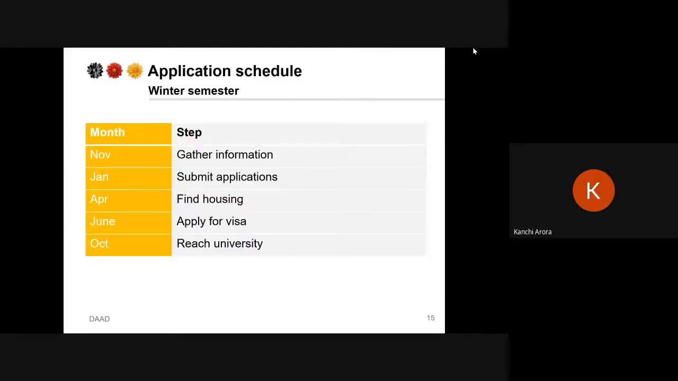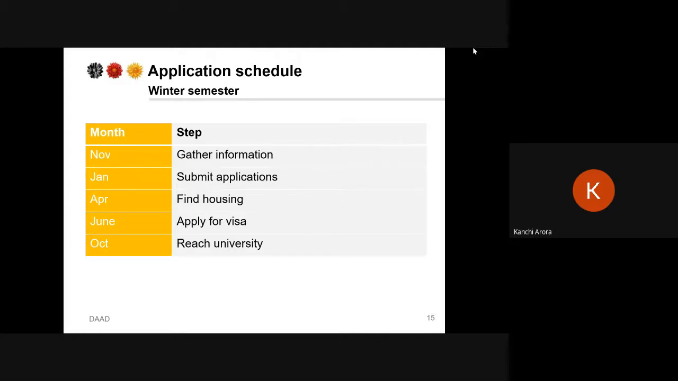Now, this is what your application schedule looks like. Germany has two semesters, the German universities. There's winter semester, there's summer semester. Winter semester starts in October, summer semester starts in April. And for winter semester, which starts in October, let's say for October 2021, this year, the applications would start somewhere around March and would go on until June, July. That is the usual application window.